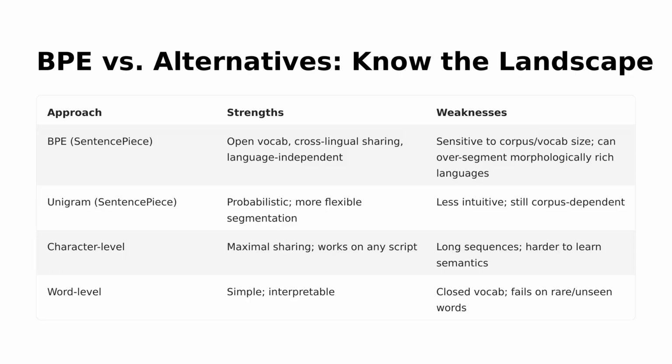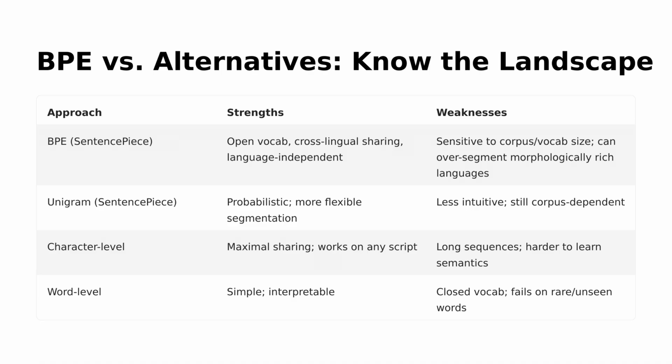BPE, often used through SentencePiece, gives us an open vocabulary, shares subwords across languages, and stays language independent, but its quality depends a lot on the training corpus and vocabulary size, and it can oversegment morphologically rich languages. Unigram is more flexible and probabilistic, though less intuitive.